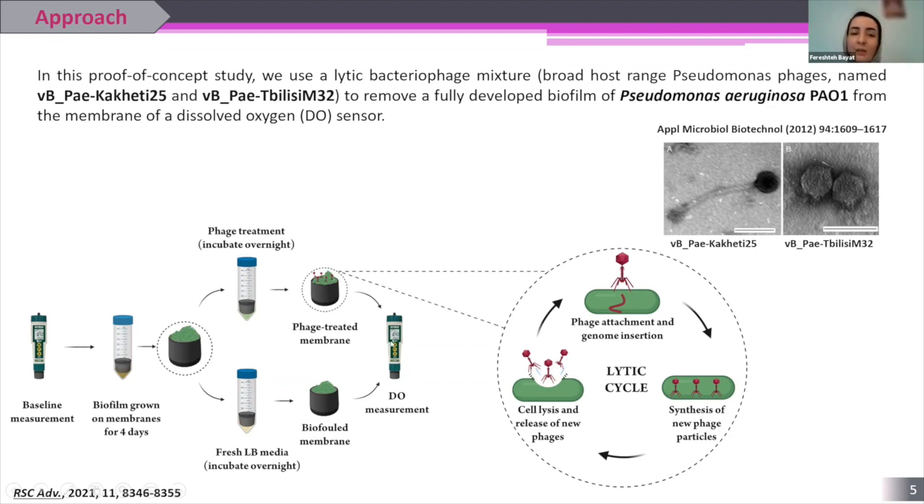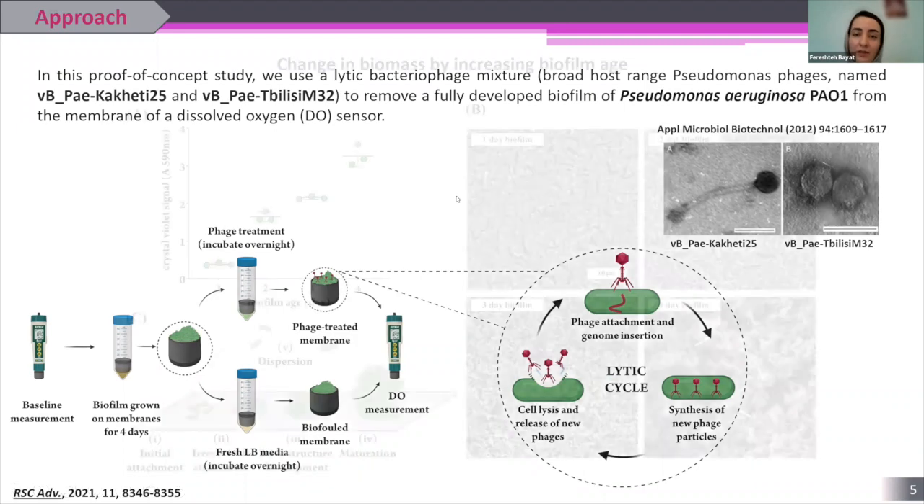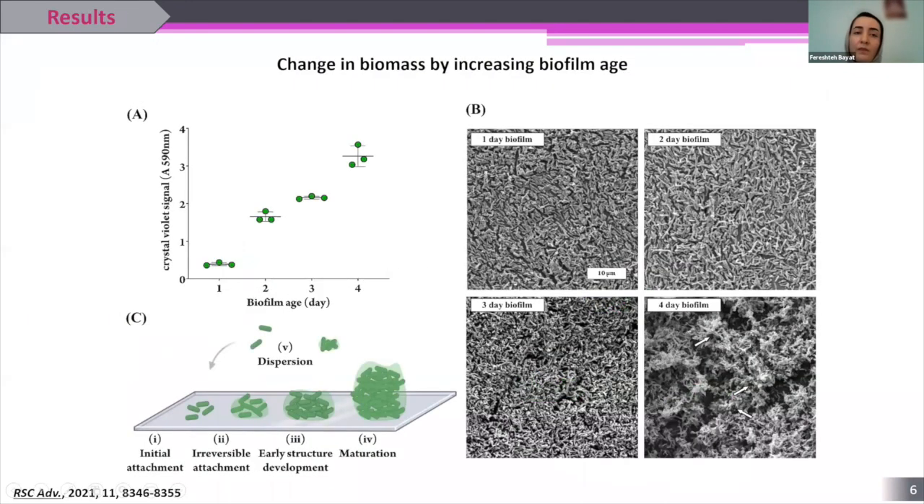As you see in the schematic here, we took the baseline measurements first, then we started growing biofilm on the surface of the membrane for 4 days, and then we treated the membranes with phage for different times, and we also had a control in LB media. After the phage treatment and keeping the control in LB, we did the measurements and quantified the results. First, we looked into the biomass increase on the surface of the membrane after 1 day, 2 days, 3 and 4 days.